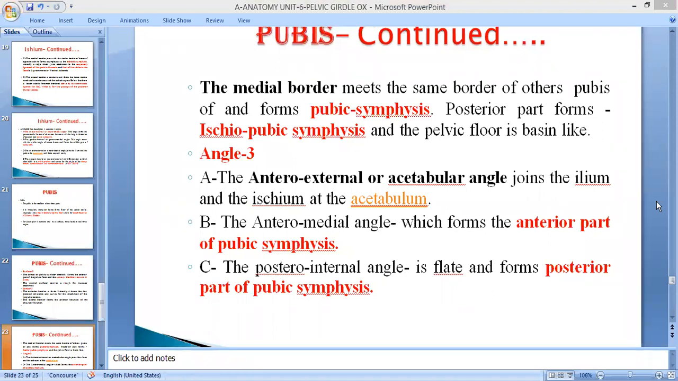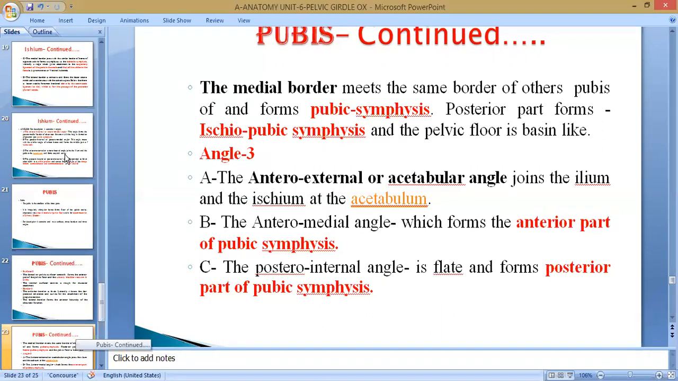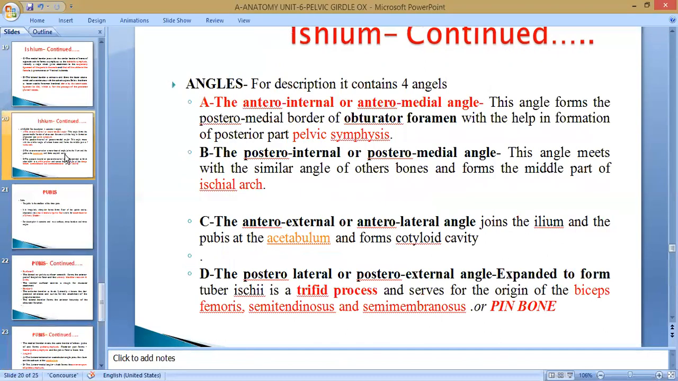Right now, one important structure is the posterior external angle. This posterior external angle is trapezoid in shape and forms a tubercle structure. This tubercle is for the origin of three muscles: biceps femoris, semitendinosus, and semimembranosus. So these are the angles: antero-internal, antero-medial, antero-external, and postero-lateral or postero-external. So we completed the ischium bone.